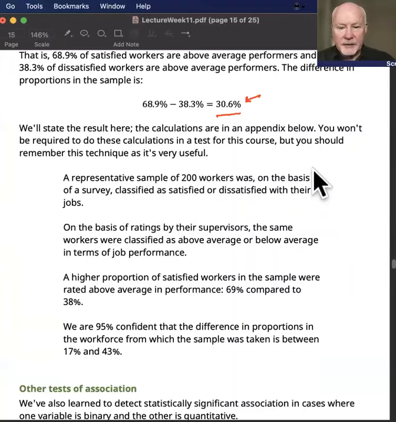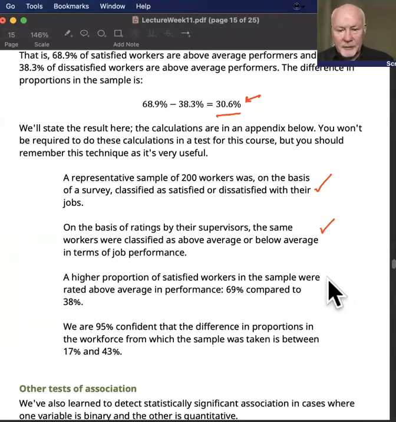So I've actually calculated the confidence interval, and the calculations are in the appendix. A representative sample of 200 workers was, on the basis of a survey, classified as satisfied or dissatisfied with their jobs. So that's one of our categorical binary dichotomous variables. And then on the basis of ratings by their supervisors, the same workers were classified as above average or below average in terms of job performance. So that's the other variable.